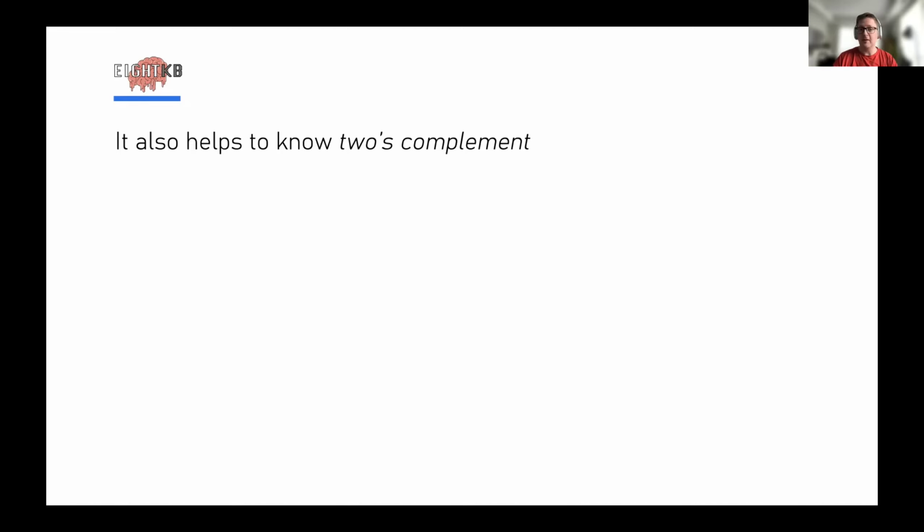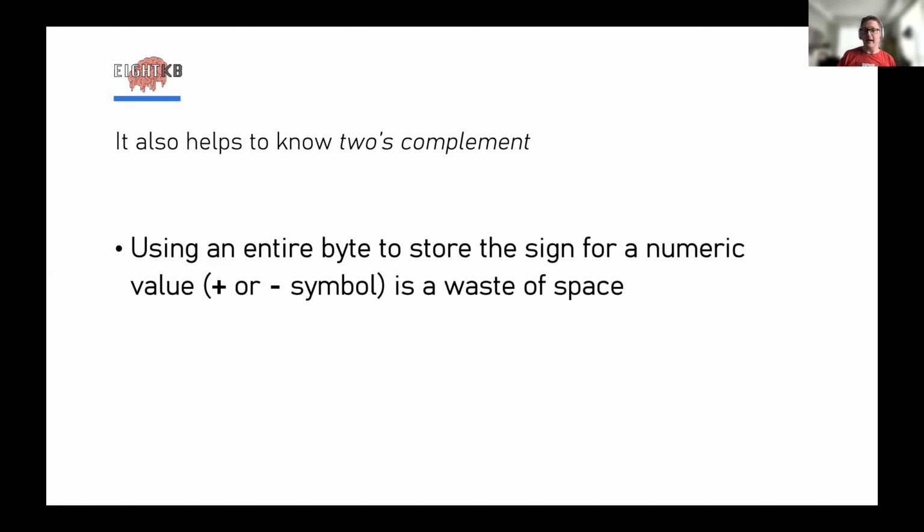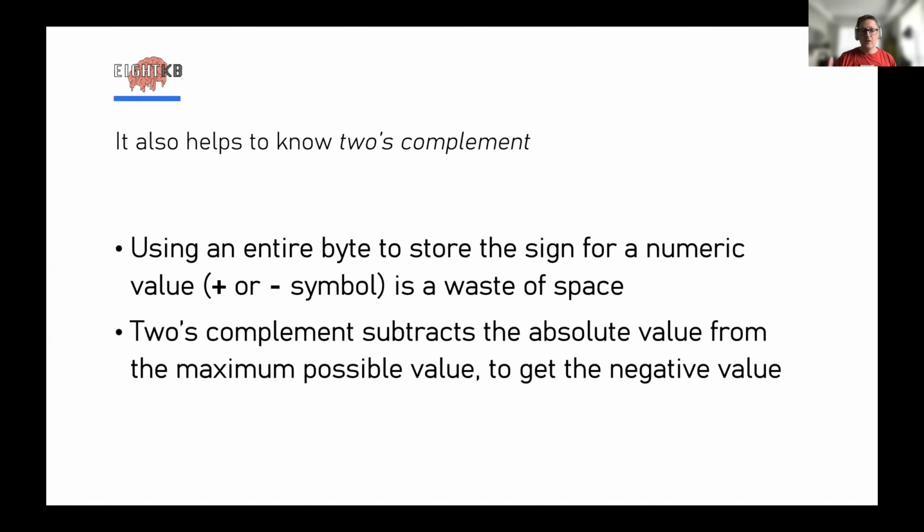And one of the things that I had completely forgotten about in that class was two's complement, which is a very useful technique for storing negative values without storing the sign, the positive or the negative sign, because using an entire byte or 8 bits to store the sign for a numeric value is a waste of space, especially in the 60s and 70s when CPUs were much smaller, memory was much more expensive, and storage was ridiculous. Two's complement subtracts the absolute value from the maximum possible value to get the negative value.